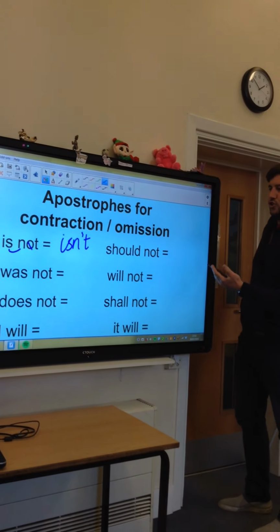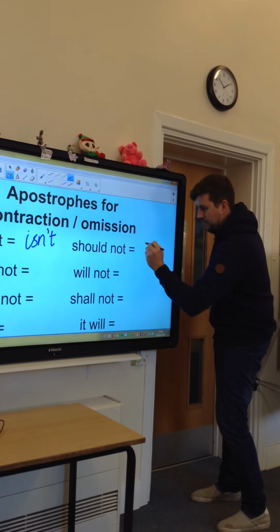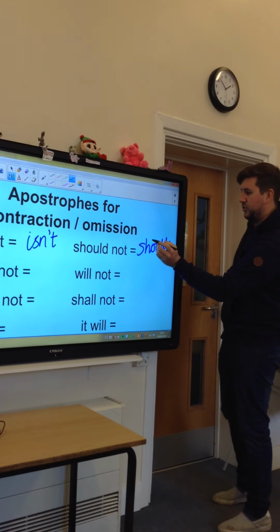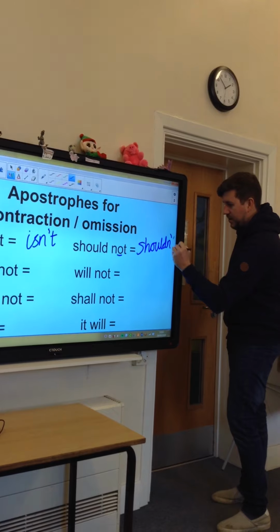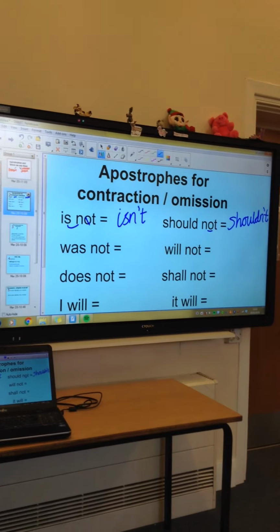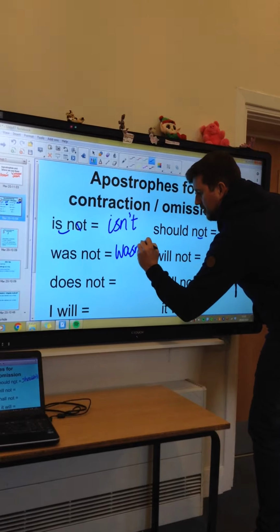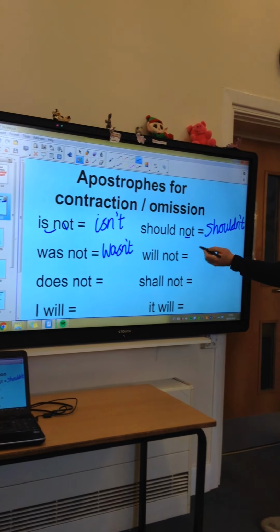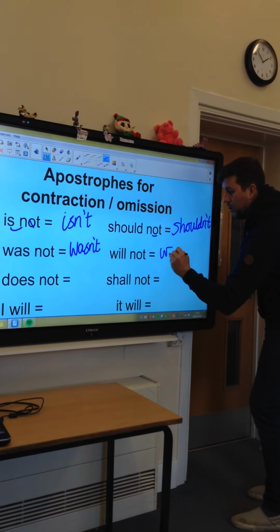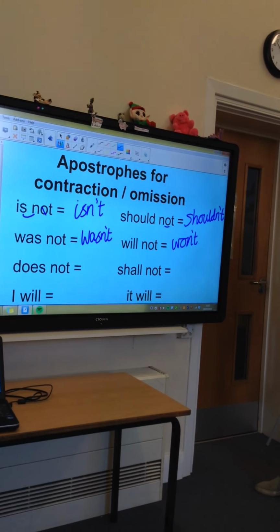Exactly the same with this word here, should not. Should not contracts to shouldn't. And again, we've got the should, we've got the N of not, get rid of the O, and we've got shouldn't. So have a look at these next few ones, see if you can see what they're going to become. Was not is going to become wasn't. Will not is a little bit different, because we're not going to say willn't, we say won't, but we're still using that apostrophe to show where the O in the not should be.